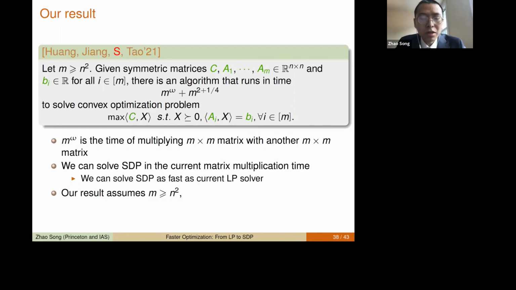Our results only work when m is at least n square. We only get m to the omega when m is at least n square. For the smaller regime, when m is less than n square, we don't even know what the right answer is.